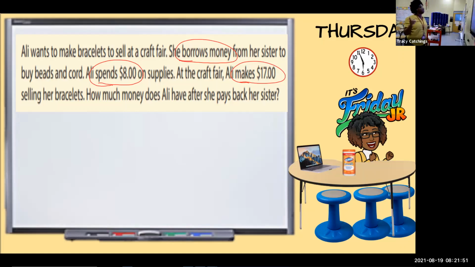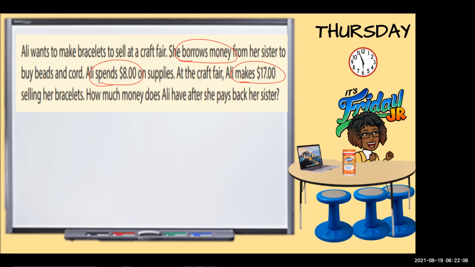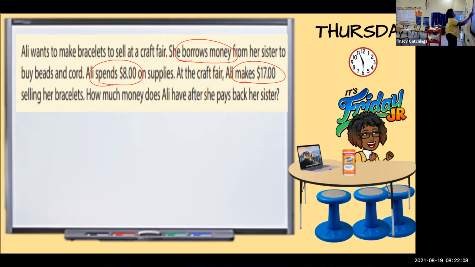All right, so go back to those key words that you all picked out. You said spend $8 and make $17. So think about yourself. If you spent some money, would that be added to you or would that be taken away from you? Good job, it would be subtract. So we have -8, and then they said she makes $17. So what would that be? Subtracting, you'll be taking away.